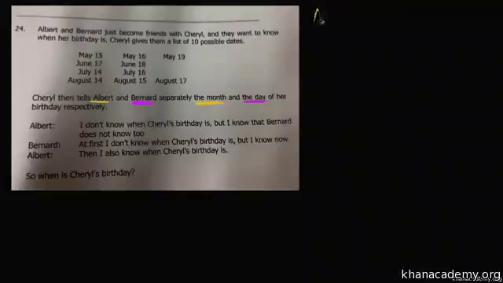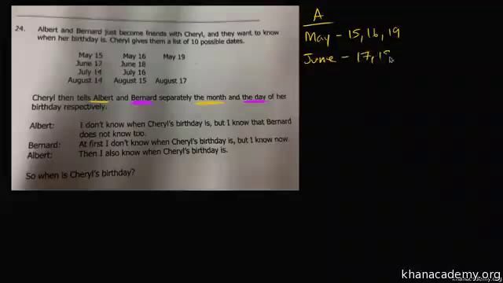So let's first do Albert's point of view, A for Albert. He's been given the month, so he's been given either May, and if it's May, he says, well, then the actual date is going to be the 15th, 16th, or 19th. He was told the month June. And if he was told the month of June, then he says, well, I don't know if the date is 17 or 18.